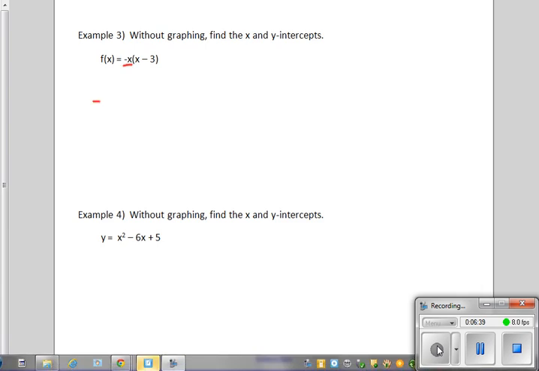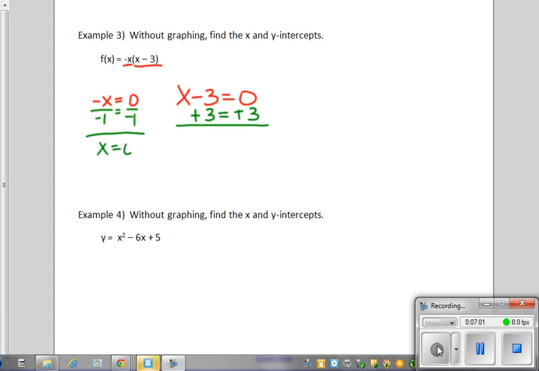So you have -x, I'll set it equal to 0, and I have x minus 3 and set it equal to 0. From here I can go ahead and find out my x-intercepts. So in this problem I divide by -1 on both sides, add 3 here, and over here we have x equals 0 and x equals 3. So those would be my x-intercepts, which would be 0 and 3.